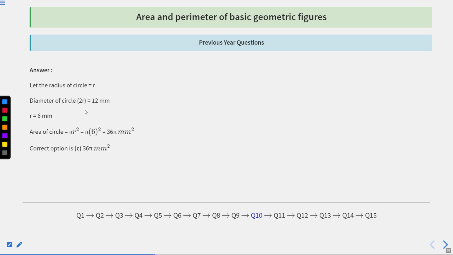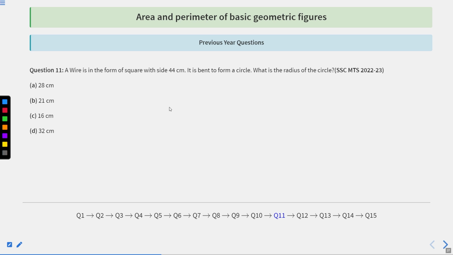So it is very easy to obtain the value of r using this. So r will be nothing but 6 millimeter. And since r is known to you, you can easily compute the area of circle using pi r square. So substitute the value of r in this formula. You will have pi times 6 square, that will be 36 pi millimeter square. So option number C is correct, 36 pi millimeter square.